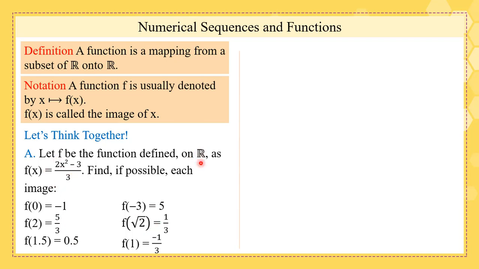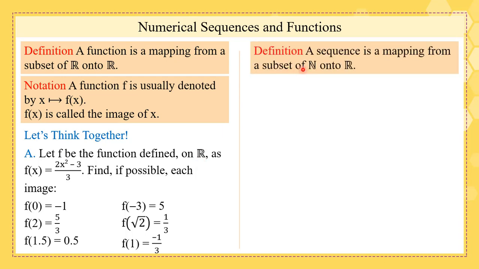Now let's make a comparison with the sequence. Well, what is a sequence? A sequence is a mapping also, but from a subset of N onto R. So the first difference is that the function is a mapping from a subset of R onto R, whereas here it's a mapping from a subset of N onto R.